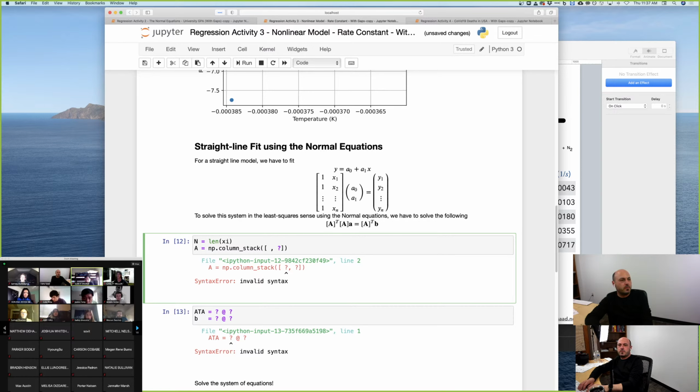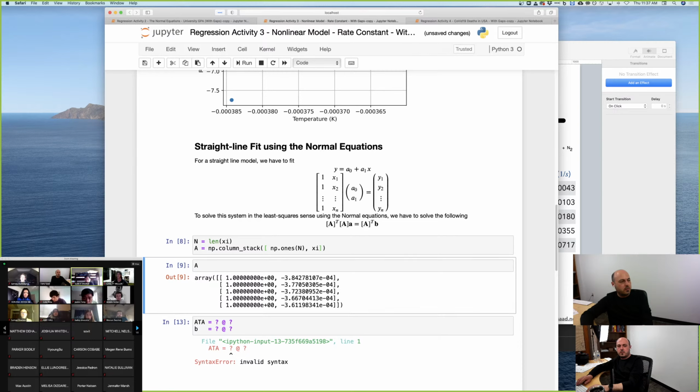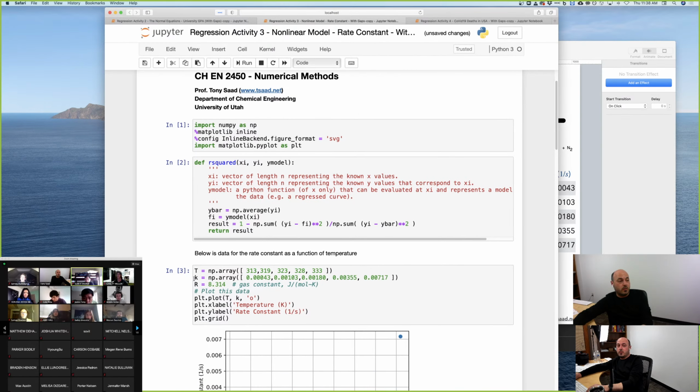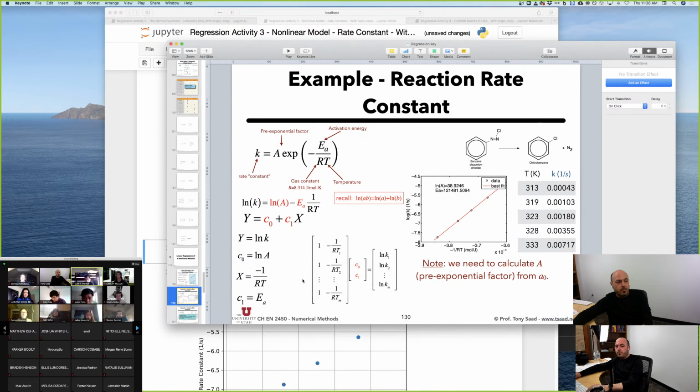Sure. So for the first spot, I did np.ones with a length of n. And then the second one is just xi. Okay. And if you print A, this is what you get. Now notice this xi is not the original independent variables, right, which were the temperatures. These are the transformed ones. And based on the math, those are -1 over RT. See this new x over here?